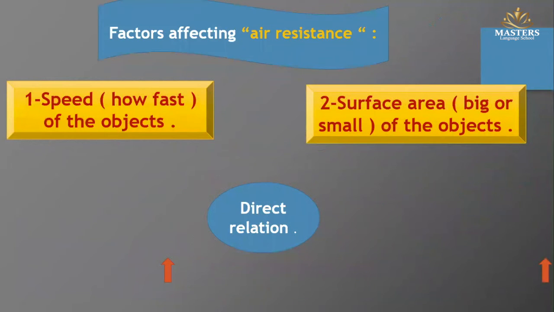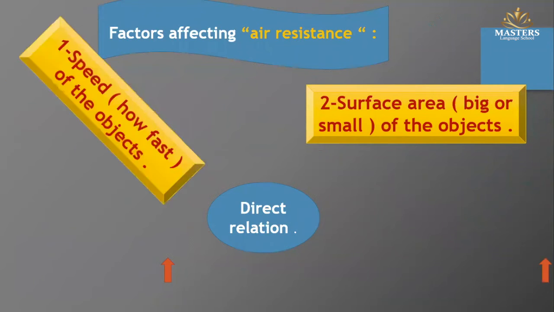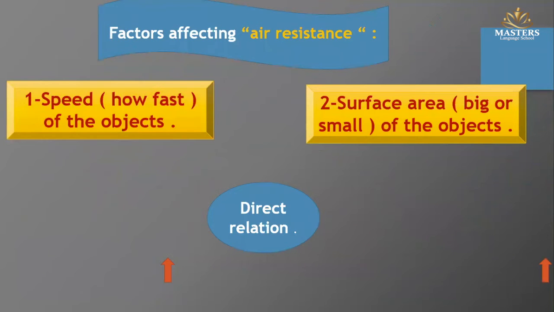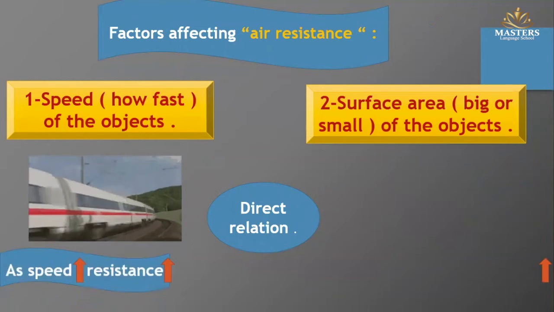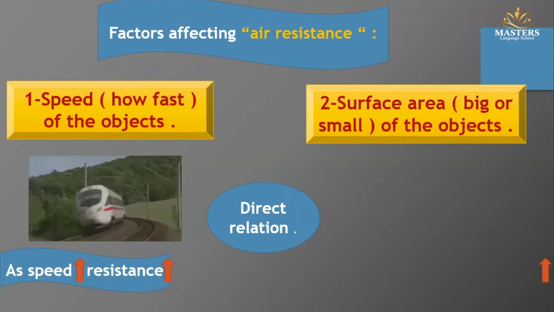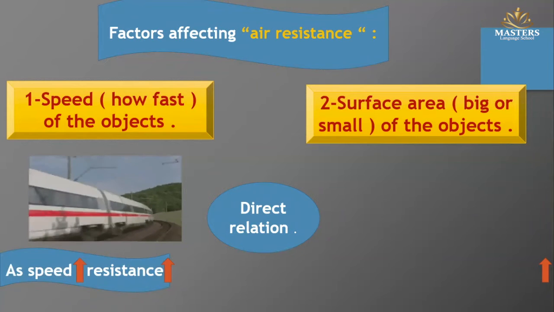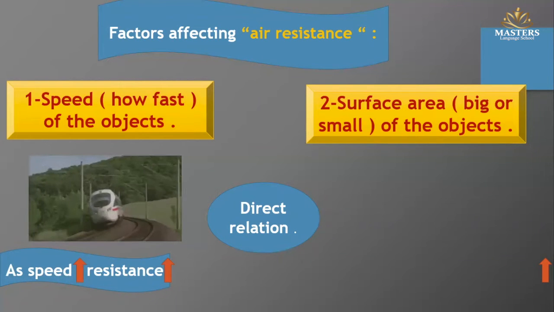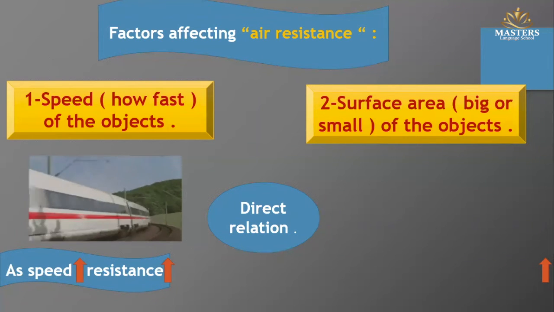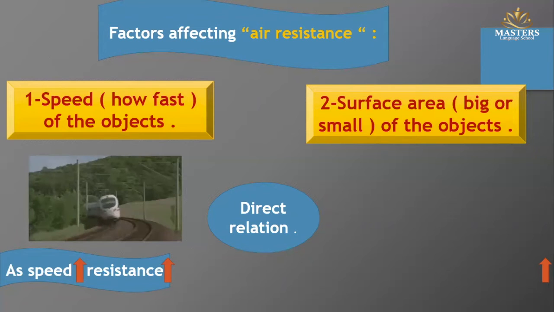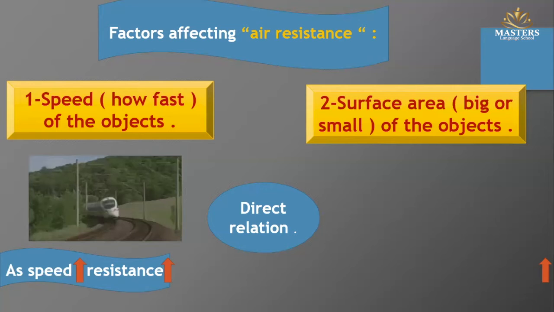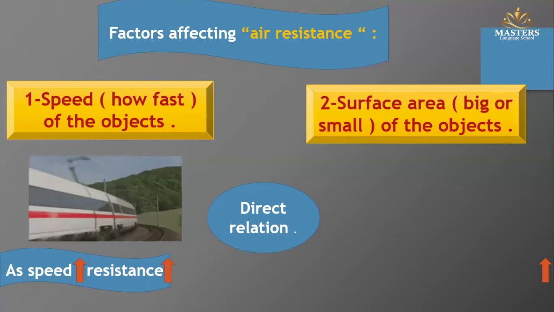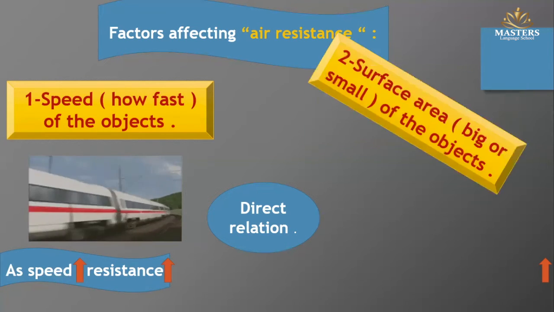Good. Now, the factors that affect the air resistance. The first is the speed of the object, or how fast the object moves. Like friction force, air resistance acts in the opposite direction. So when the speed increases, the air resistance increases, causing the slowdown of the object.